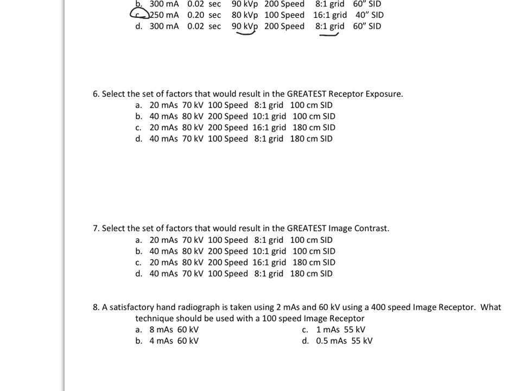The next problem is a greatest receptor exposure problem again, and so again we're going to have MAS in the numerator times a kV factor, so we'll have 70B1 and 80B2, and so we have our kV factor here, and then speed up on top, and then we're going to divide by a grid conversion factor and the SID twice.